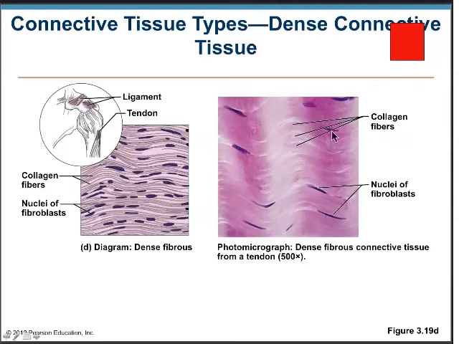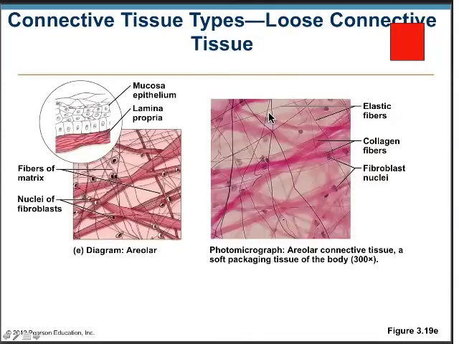And here you can see a picture of dense fibrous connective tissue. You can see the collagen fibers running through it, and you can see the fibroblast nuclei between these fibers.